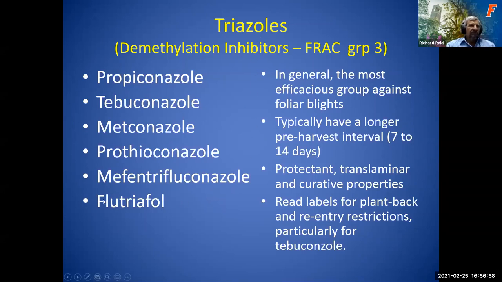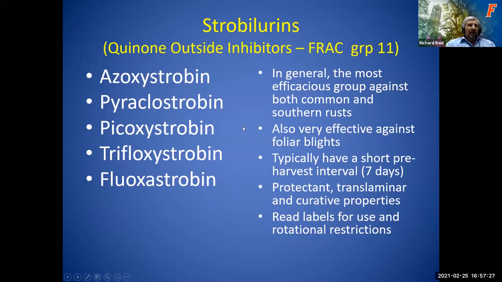And then flutriafol is a newer addition, and we're starting to see this now being marketed actually as a fungicide that can be applied in the furrow at planting, maybe giving good early season control. I don't know if I would say full season control, but we have to have a little bit more experience with it. But this is a new addition to this group. The strobilurins, these have really become the go-to class, the group 11 class on sweet corn.